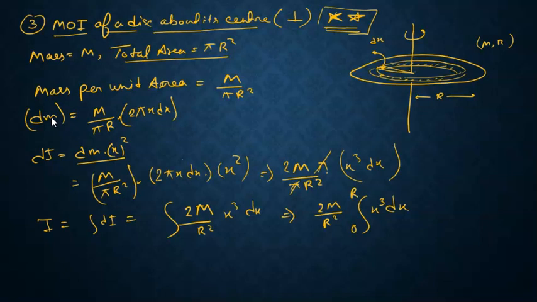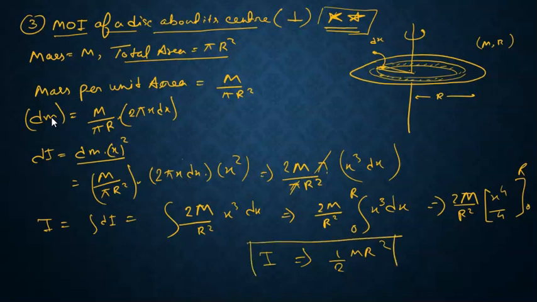0 to r, and that is equal to 2M by r square, x to the power 4 by 4, that is 0 to r. So by calculating this, we will get I equals half M r square, and that is the value of the moment of inertia of a disk about its center.